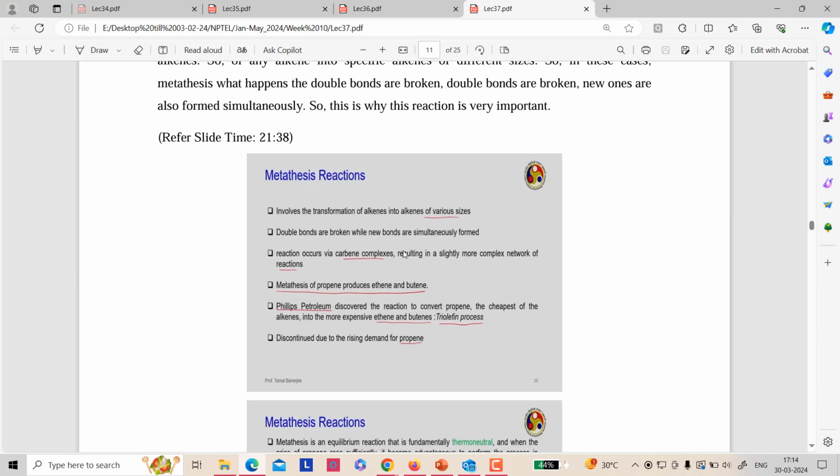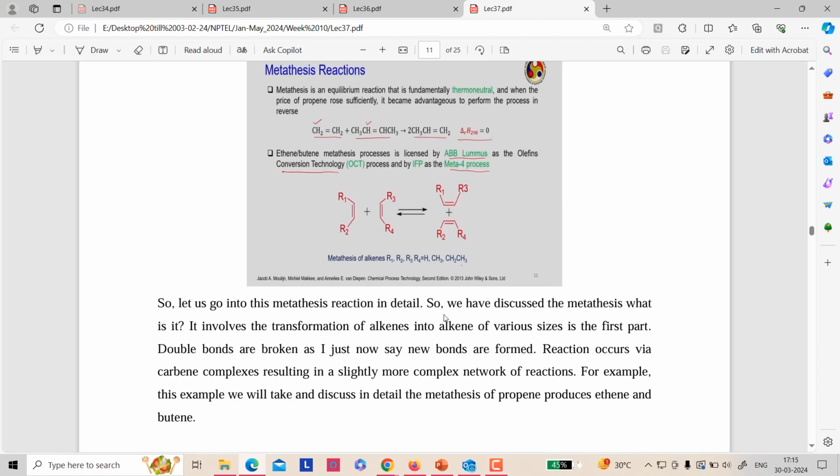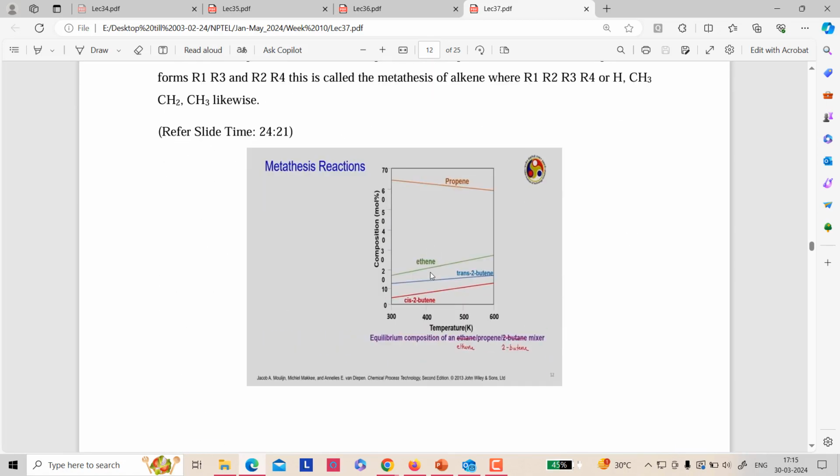This is the metathesis reaction, where metathesis of propene produces ethene and butene. Okay, ethene and butene are produced from propene. This is a thermoneutral reaction. So this is the metathesis reaction you are seeing, right? The propene production is higher, 60 to 70%. Okay.